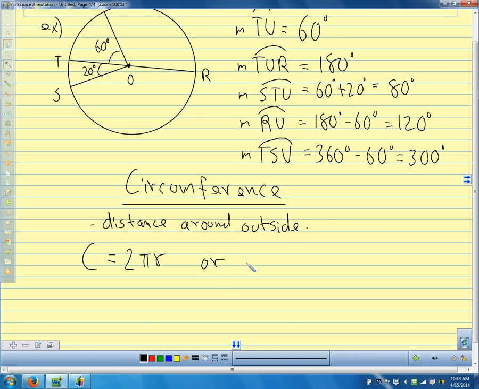Or, what's another way? Do we want the 2 in there for this one? What's 2 times the radius? The diameter. So we could say it is diameter times pi, and we usually write it pi d. r is the radius, d is the diameter. So these two formulas should go in your circle that you label circumference. Circumference is 2 pi r or pi d.